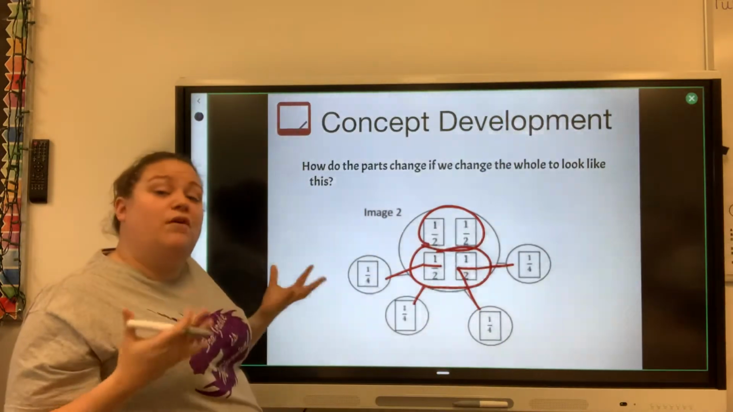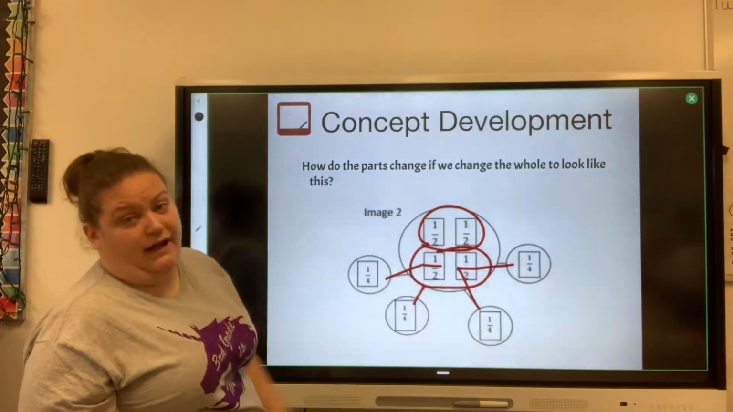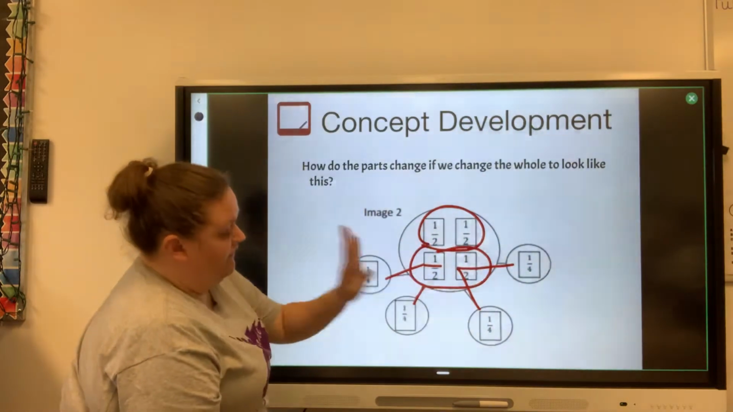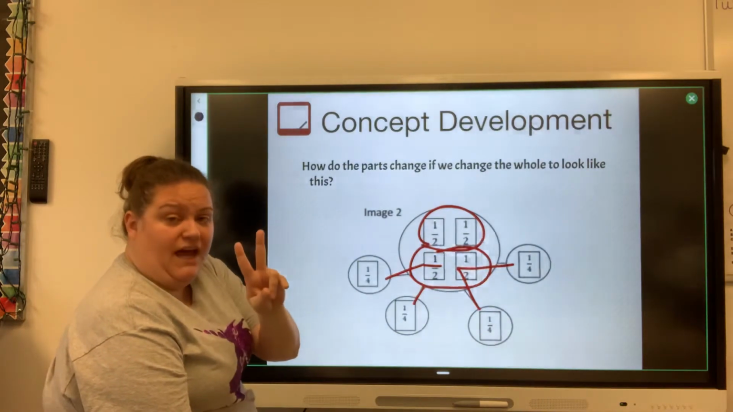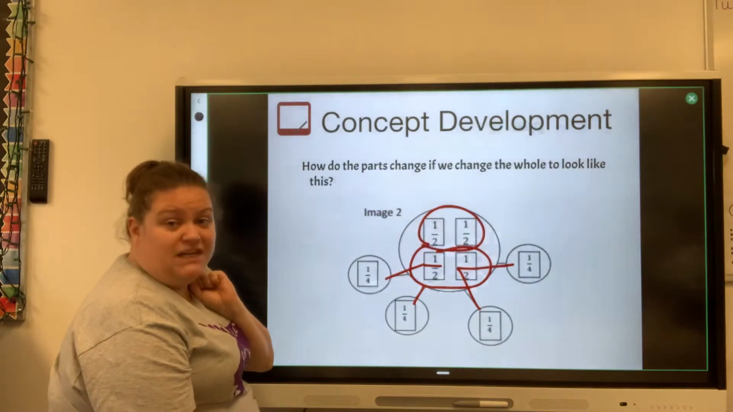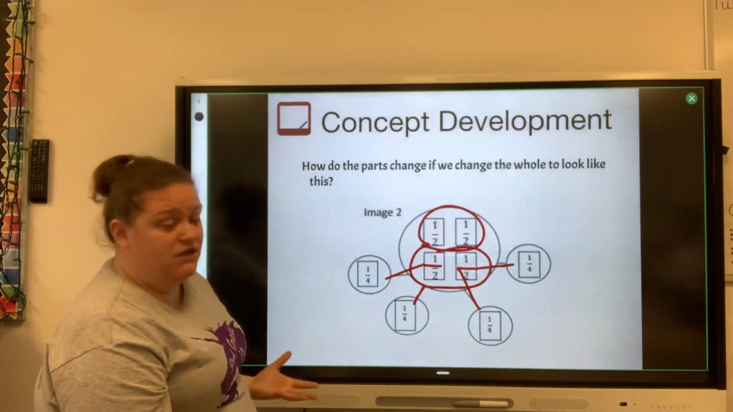So we're going to need more fourths to make the upper 2 halves. It takes 4 fourths to make 2 halves, so we're going to need 4 more fourths to make 2 more halves. So we're going to need a total of 8 fourths to make 4 halves.